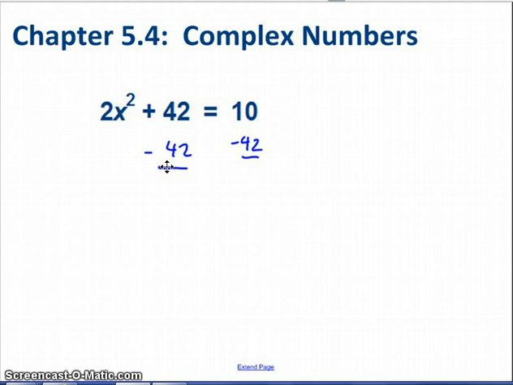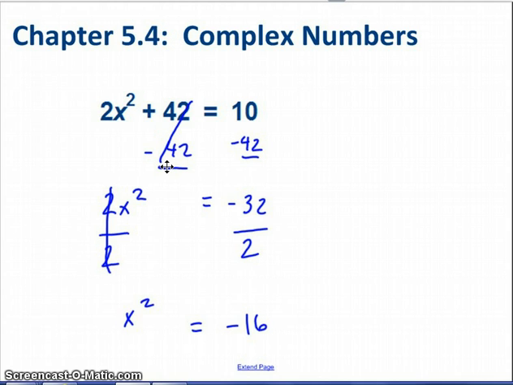So the first thing that you would have done would have been to move over the 42, and then you would have ended up with 2x squared equals negative 32, and you would have divided by 2, and you would have ended up with x squared is equal to negative 16. Hopefully you see at this point that, wait a minute, I'm now saying that a squared value is equal to a negative, and maybe some little alarm bells going off saying, now you can't do that.